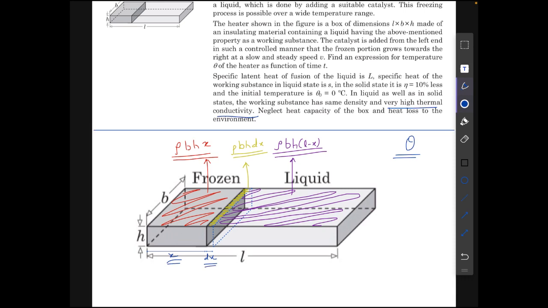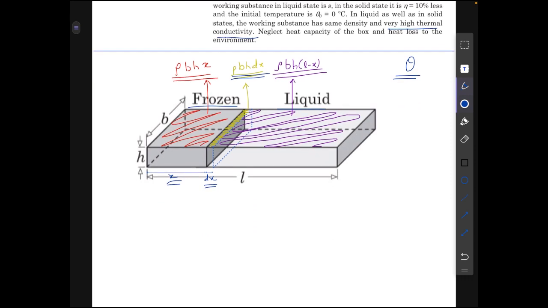So from here, the masses we can write for the three portions are given as rho b h into x, the mass of the frozen portion, and the small part that will be frozen will be rho b h times dx, and the liquid mass will be rho b h times (L minus x). So from here, the heat released by the portion which is freezing will be gained by the whole part, the frozen as well as the liquid part.